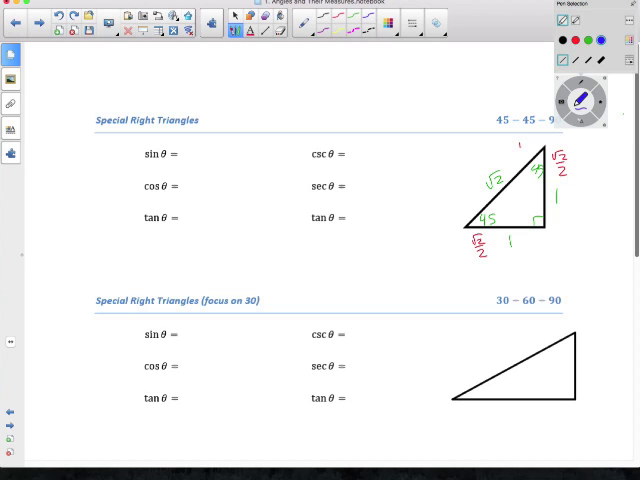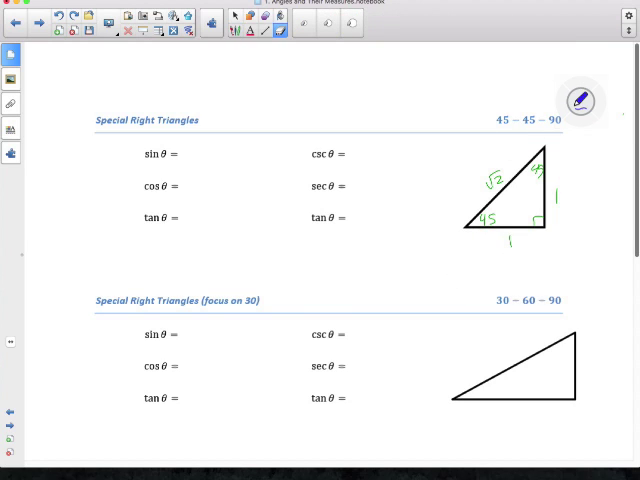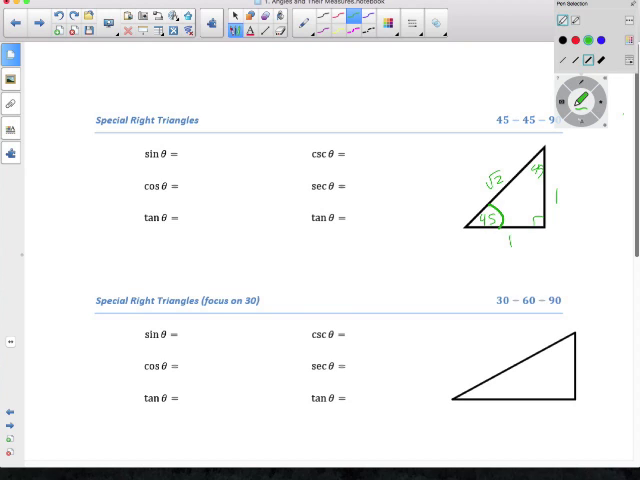If you come over here and we evaluate, we'll use the green ones here. So let me erase the ones that my teachers made me do. Okay, so if I let this one be theta, it doesn't really matter because they're both the same exact angle.